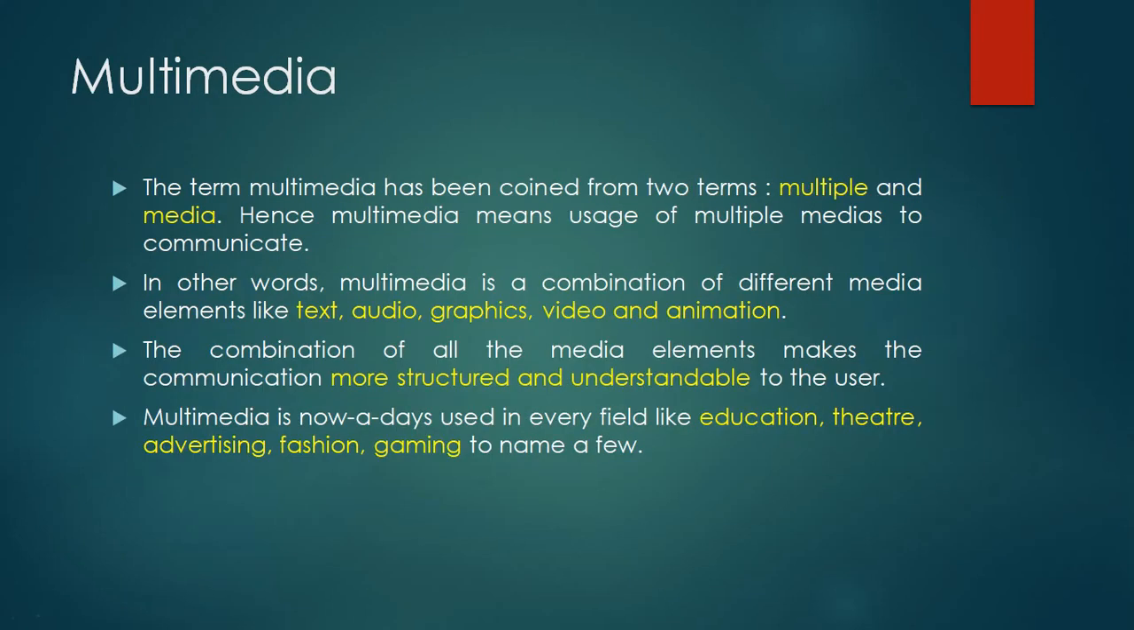Then after that, the term multimedia has been coined from two terms, that is multiple and media. Multiple means what? Text, pictures, audio, video. Here is the multiple combination of this media, and it's called media. So multiple media. Multimedia means usage of multiple media to communicate. All this media is used for communication, right? It's called multimedia. In other words, multimedia is a combination of different media elements like text, audio, graphics, video, and animation, right? All are the elements of media. The combination of all the media elements makes the communication more structured and understandable to the user.